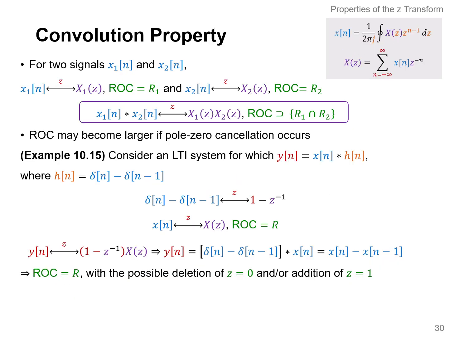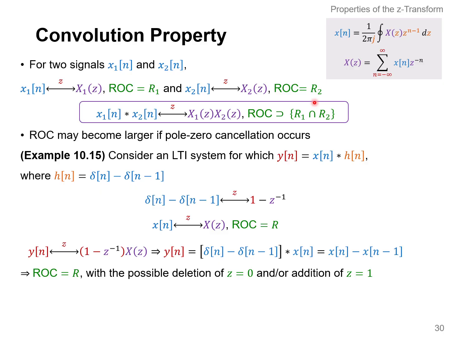In this slide, we will learn the convolution property of the z-transform. This property tells us one key idea again: convolution in time becomes multiplication in the z-domain. First, think about two signals. One signal is x1 of n, and its z-transform is x1 of z with ROC R1. The other signal is x2 of n, and its z-transform is x2 of z with ROC R2.